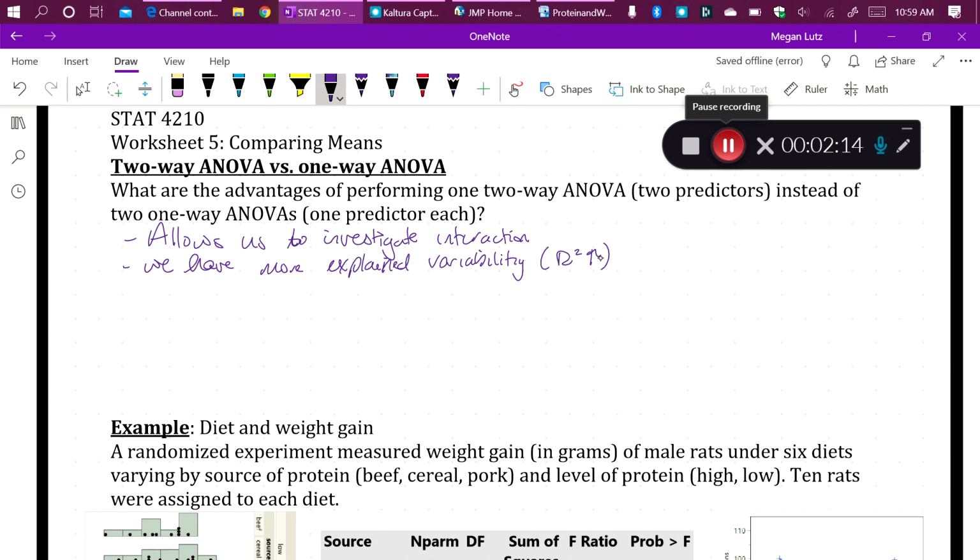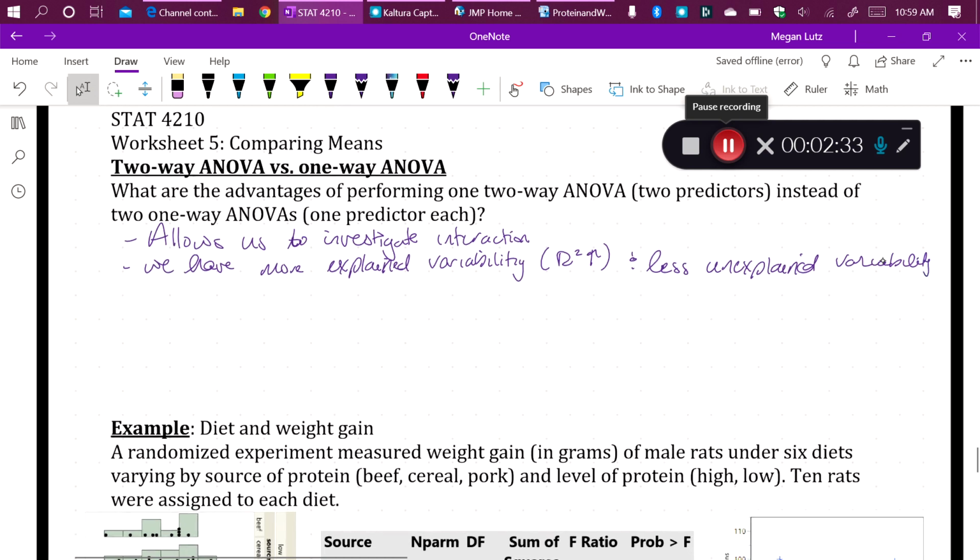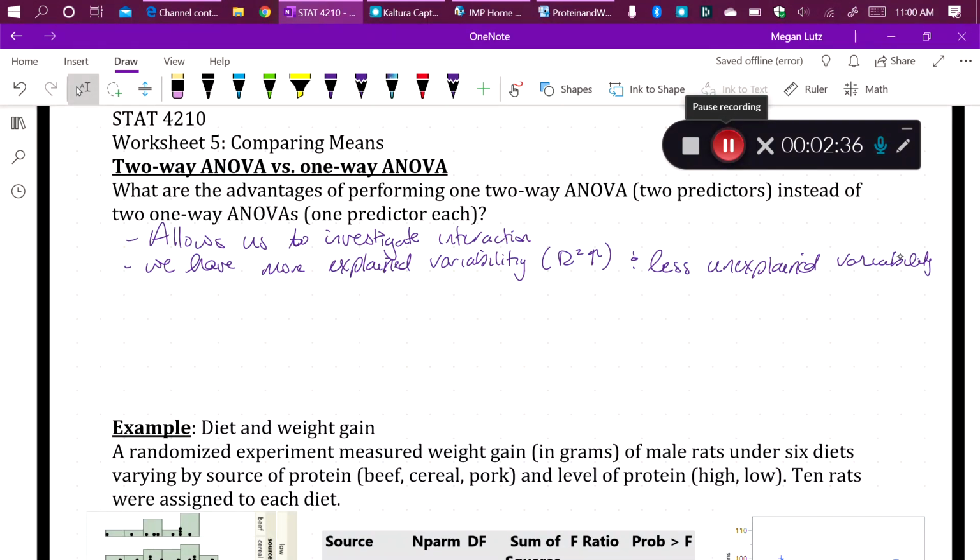So interactions are like explanatory variables, so that is another effect in the model, and it also increases our explained variability. And so that means that we therefore have less unexplained variability. There is only so much total variability, right? If we think about our ANOVA table, we have explained variability for the model, unexplained variability for error, and those together equal the total variability. If we have more explained variability, our unexplained or error variability must decrease.